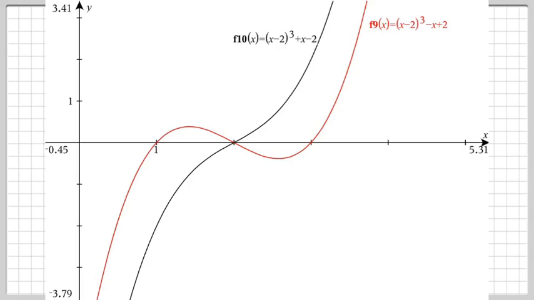Now, this one here, we've translated this graph. What's this one? This is y equals (x minus 2) cubed plus (x minus 2). So that's basically the same as y equals x cubed plus x, but translated over by 2 units to the right. So where x was there before in the original, say y equals x cubed plus x, I've replaced the x with x minus 2. That moves it over 2 units to the right.